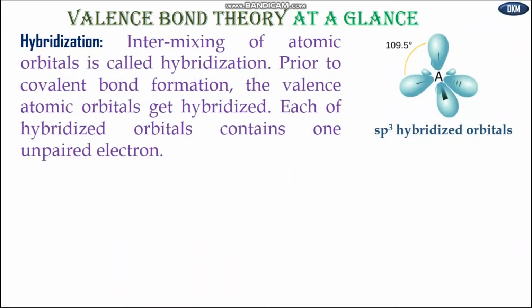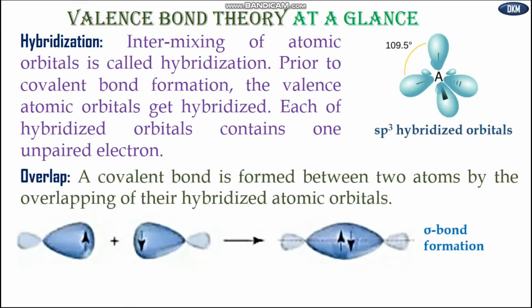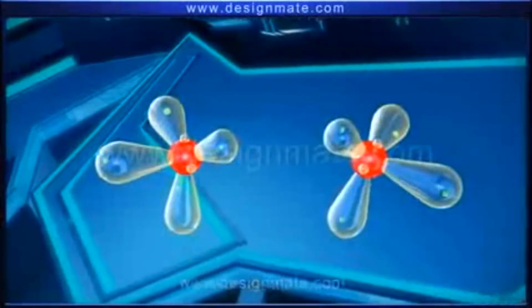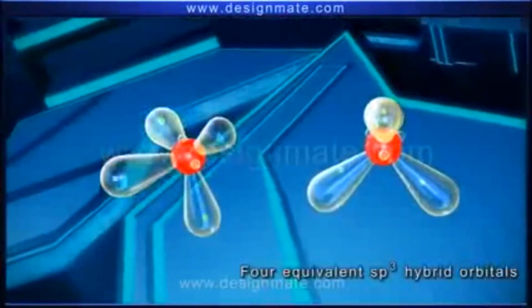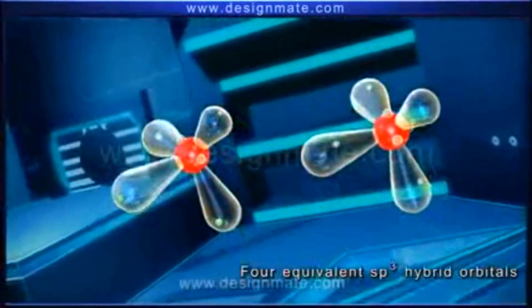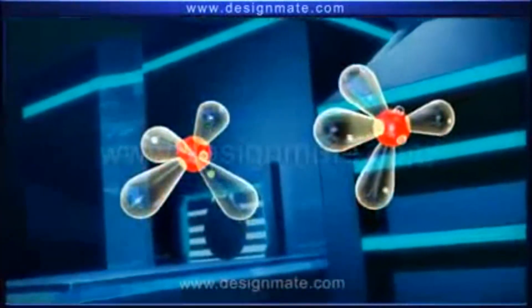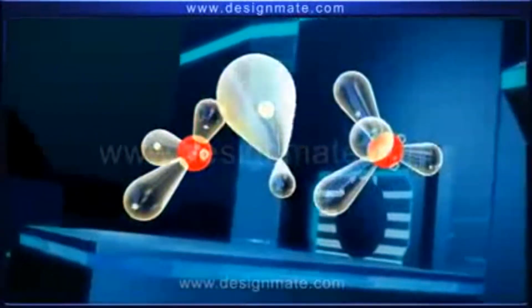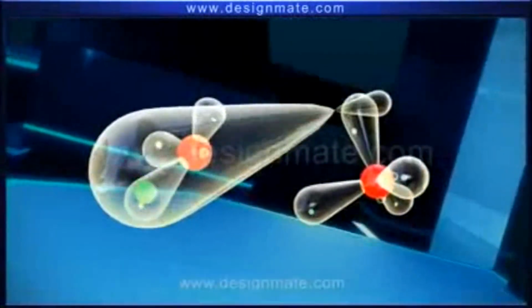Hybridization: intermixing of atomic orbitals is called hybridization. Prior to covalent bond formation, the valence atomic orbitals get hybridized. Each of the hybridized atomic orbitals contains one unpaired electron. Overlap: a covalent bond is formed between two atoms by the overlapping of their hybridized atomic orbitals. We can clearly see 4 equivalent sp3 hybrid orbitals around each carbon atom. Each of these orbitals has one lobe bigger than the other and is occupied by a single unpaired electron.